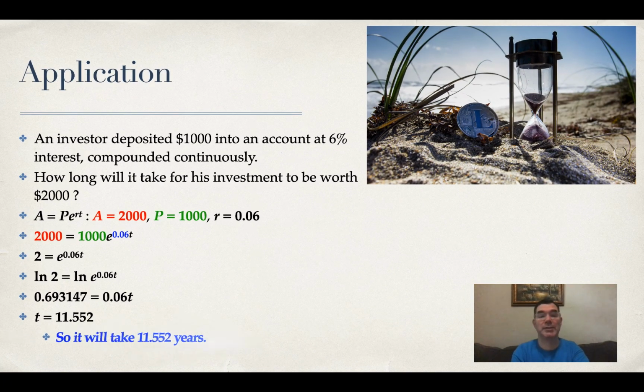And so what that means in terms of the problem is it will take 11.552 years. Now notice that I am writing the time as a decimal because the interest is compounded continuously. So it's not like I would have to round to the nearest year or the nearest month. It's continuous, so saying that it will take 11.552 years is reasonable. So that is the natural logarithm and one way that it can be applied to a real world problem.